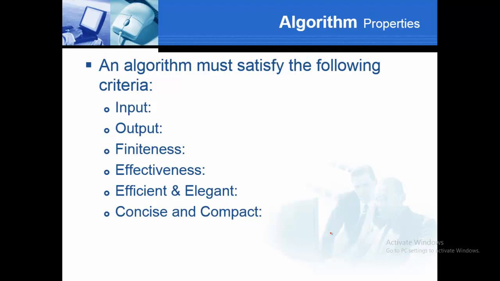Okay guys, what properties must be considered while writing an algorithm? Keep in mind input, output, finiteness. It means you must write steps up to, for example, 10, meaning the steps must be known. Effectiveness: the algorithms you write must be effective, efficient and elegant, concise and compact. These properties must be considered while writing any type of algorithm.